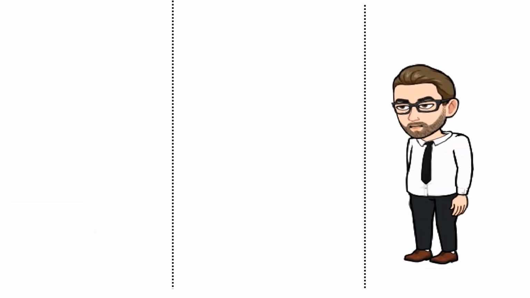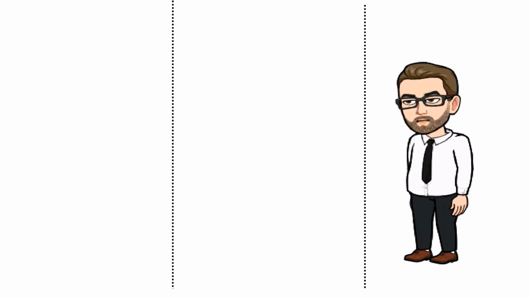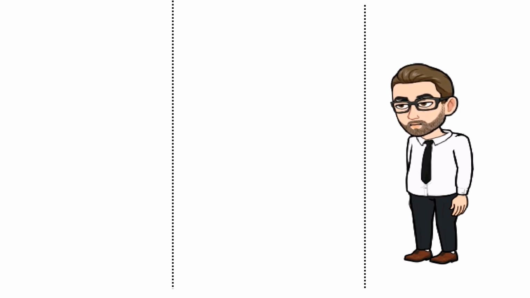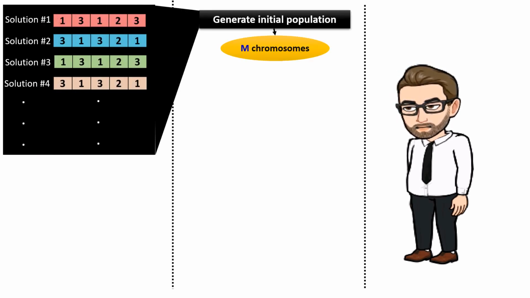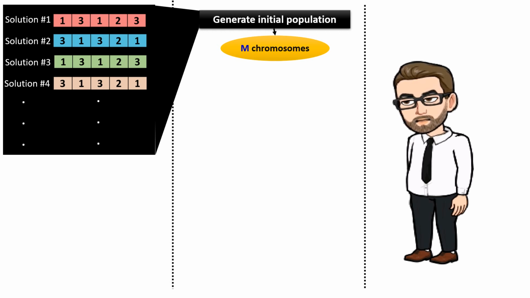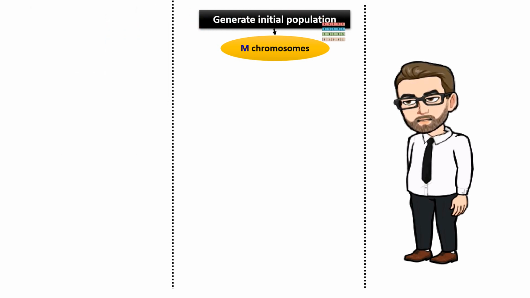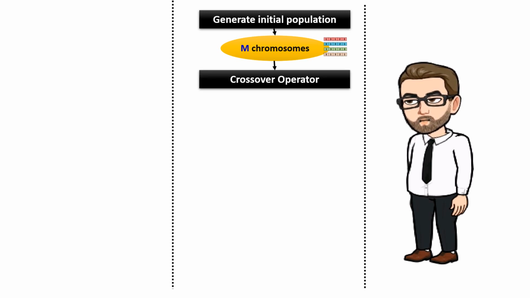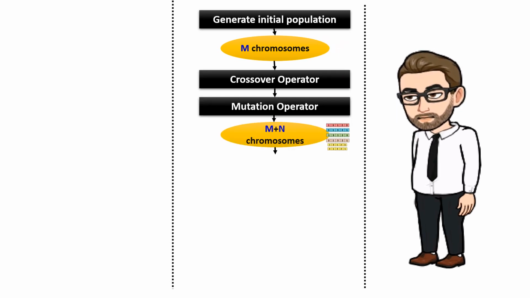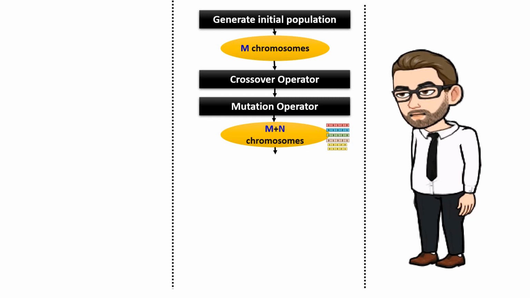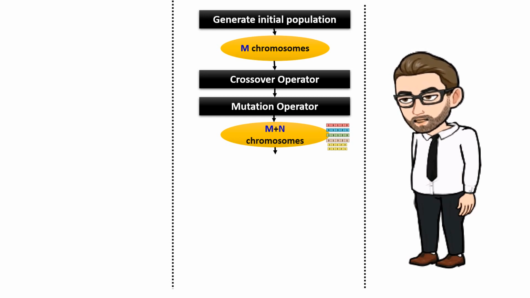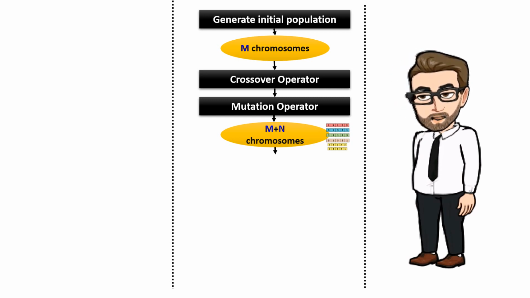Sure. Genetic algorithm is an approximation and non-deterministic algorithm. It is applied in many applications and examined by many research works. It starts with initial solutions that are generated randomly. These solutions will go through a set of operations. The first operator is the crossover operator, then the mutation operator. These operators will produce new solutions and increase the population from m to m plus n.